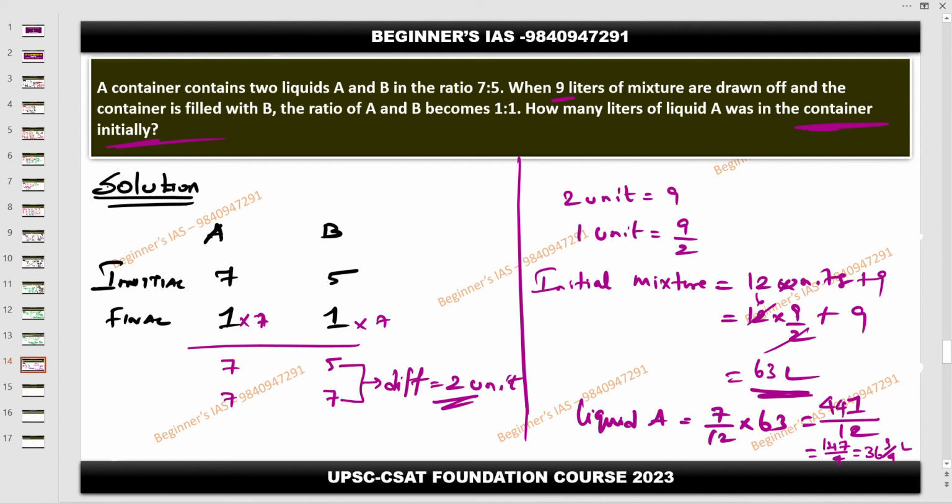Suppose after drawing out, what do you have to do? We should not take that 9 alone, because the question is dealing with the initial mixture. Whatever quantity you have taken out, you need to add with respect to the initial one. So then only you will get the total mixture with respect to the initial container. So you have to be very careful with these questions.